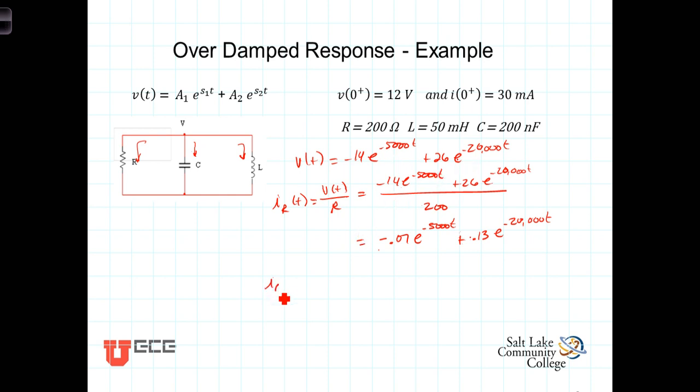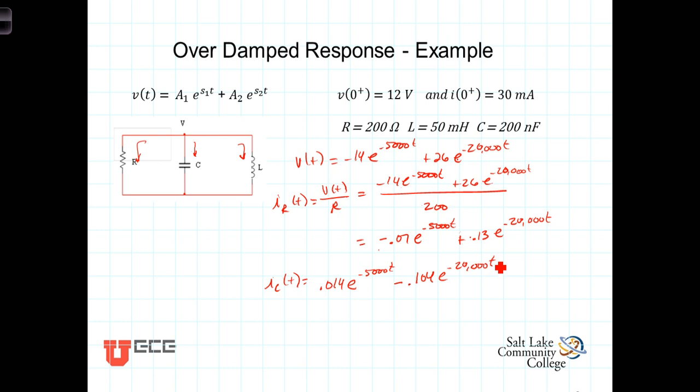Similarly, the current through the capacitor as a function of time can be found by taking v of t, differentiating it, and multiplying that derivative by the value of c. And when you do that, you get that I sub c as a function of t is equal to 0.014 e to the minus 5,000 t minus 0.104 e to the minus 20,000 t.